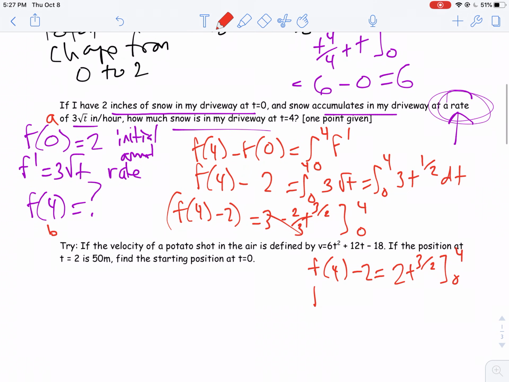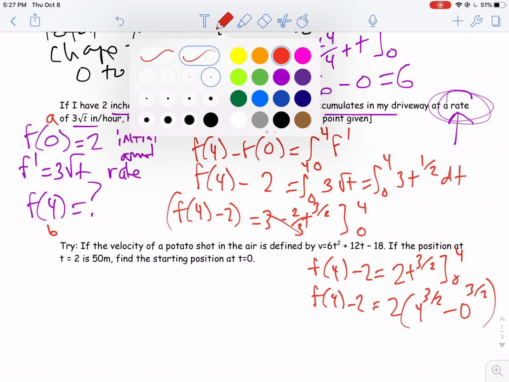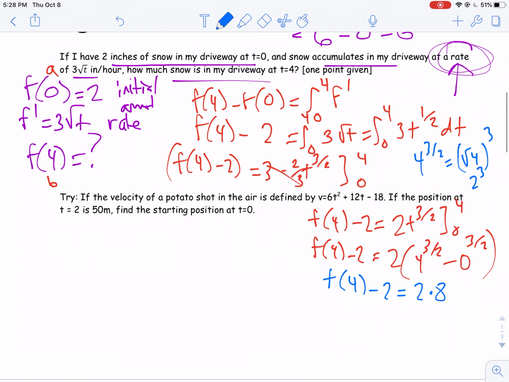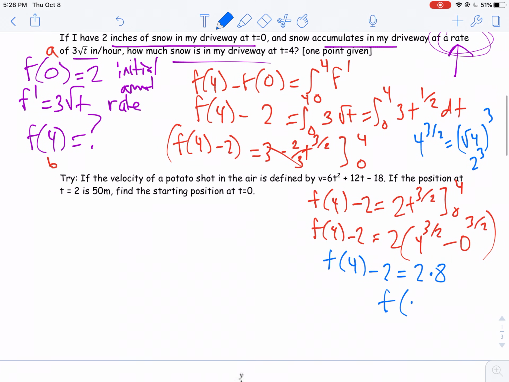So one tip I'll give you on a problem like this that can be helpful, just pull the 2 out in front, and then you have 4 to the 3/2 minus 0 to the 3/2. Well, obviously 0 to any power is just 0, but to help you out with the 4 to the 3/2, remember that 4 to the 3/2 is like the square root of 4, that's the 1/2, to the 3rd power. So 2 cubed, that's just 8. So that's saying f of 4 minus 2 is 2 times 8. So that gives me the amount of snow, my f of 4 is equal to 18.